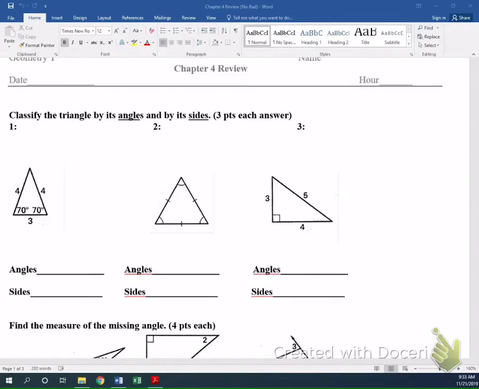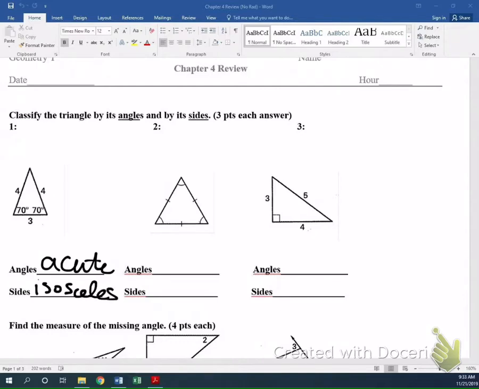All right, so we will just start at the top, go through it. The faster you tell me the answers, the sooner we'll be done. So the first one, how would you classify that by angles? Acute, good. What about sides? Isosceles. Good. Acute and isosceles.